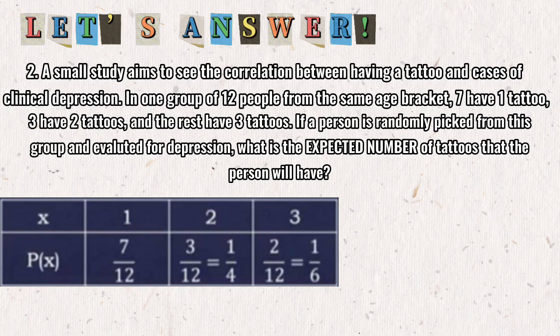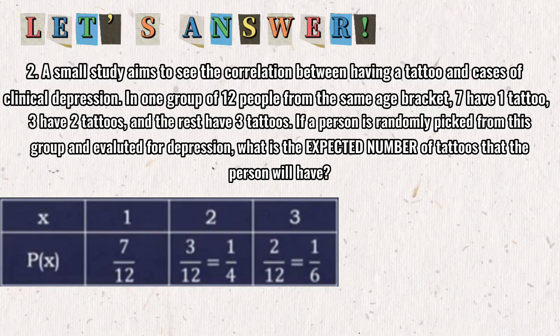So, there are 7 persons who have 1 tattoo and 3 persons who have 2 tattoos. Get the lowest term and it is 1/4. And for the third, 2 persons have 3 tattoos. Get the lowest term again and it is 1/6.